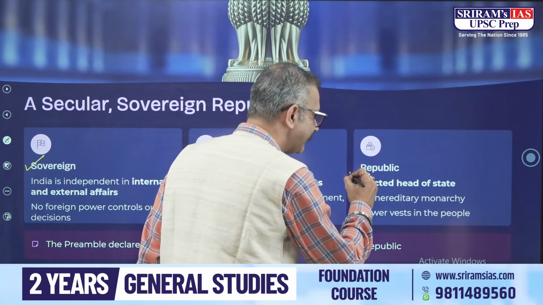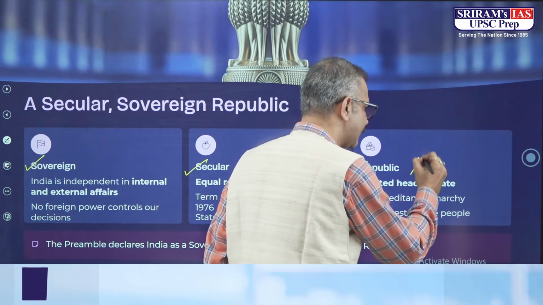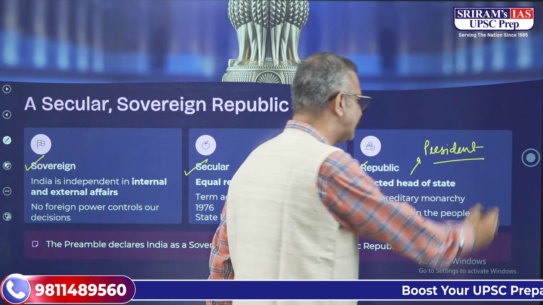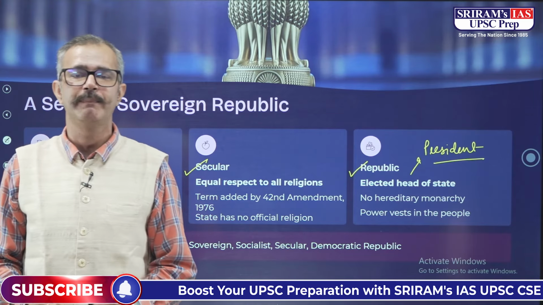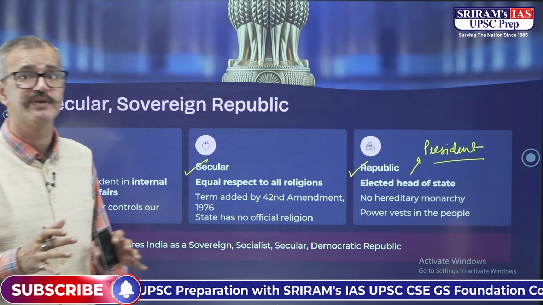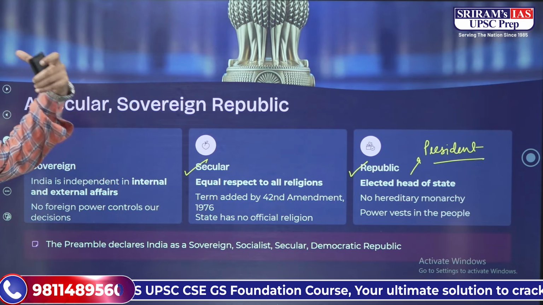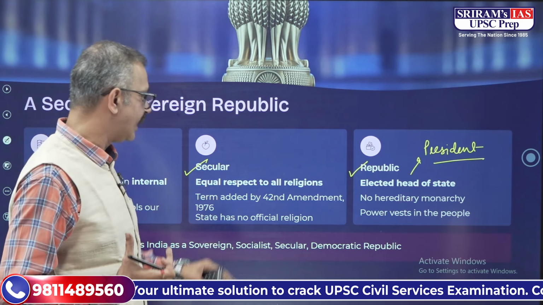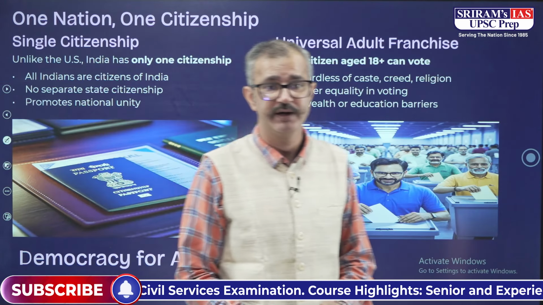Republic means that we have an elected head of state. I have told you just now, the elected head is the President of India. He is elected; there would be no hereditary monarchy, and the ultimate power of India rests with the people. So that is what is meant by sovereign, secular as well as republic. We had been declared a sovereign, socialist, secular, democratic republic by the Preamble of India.